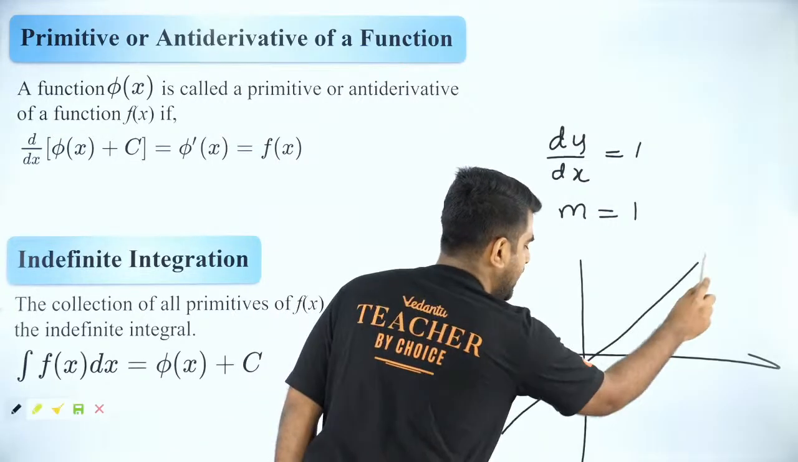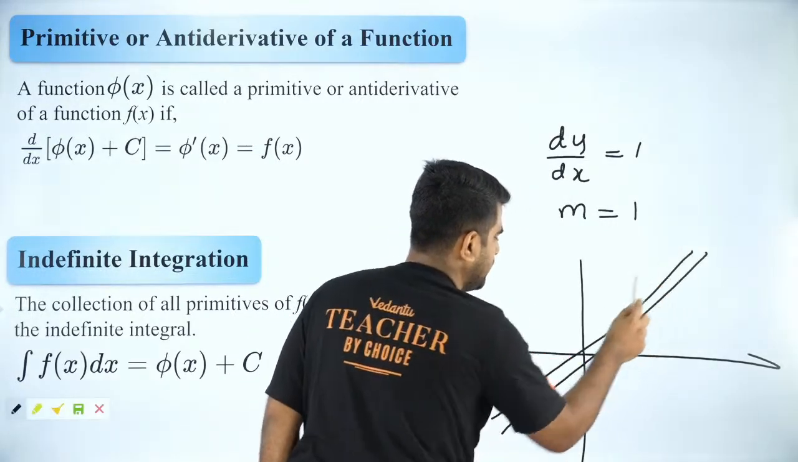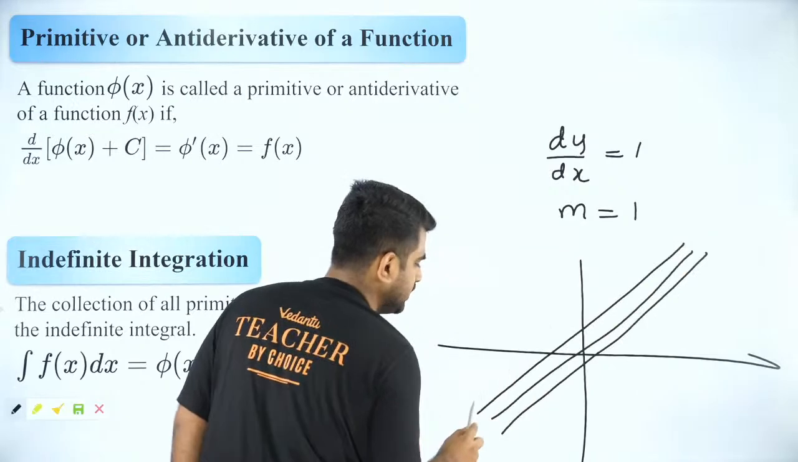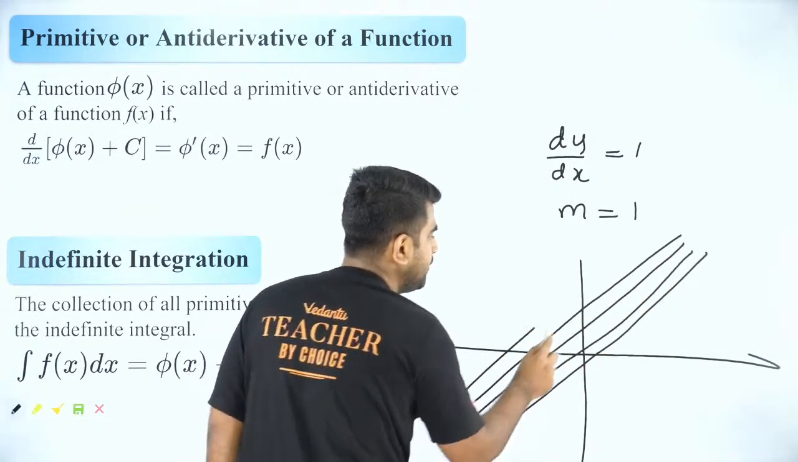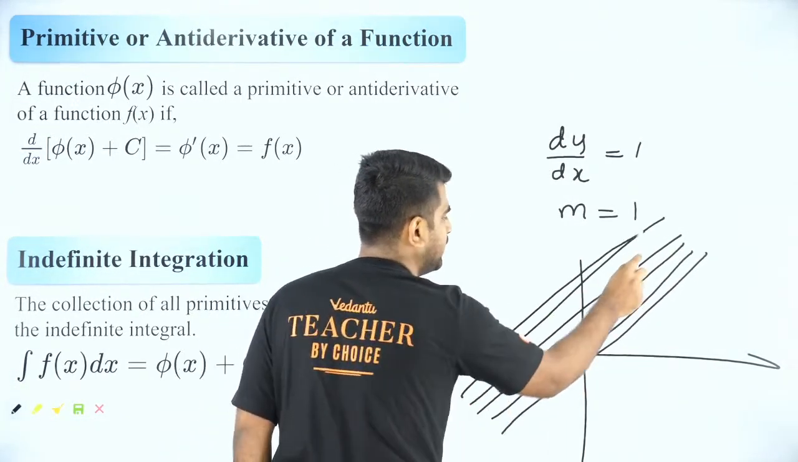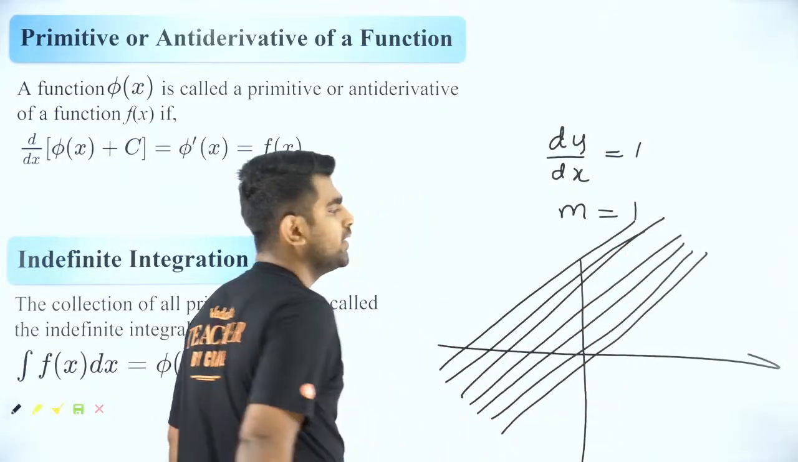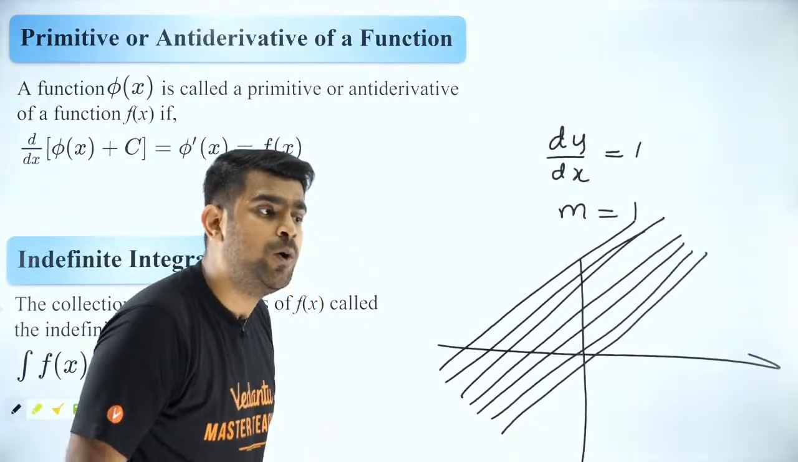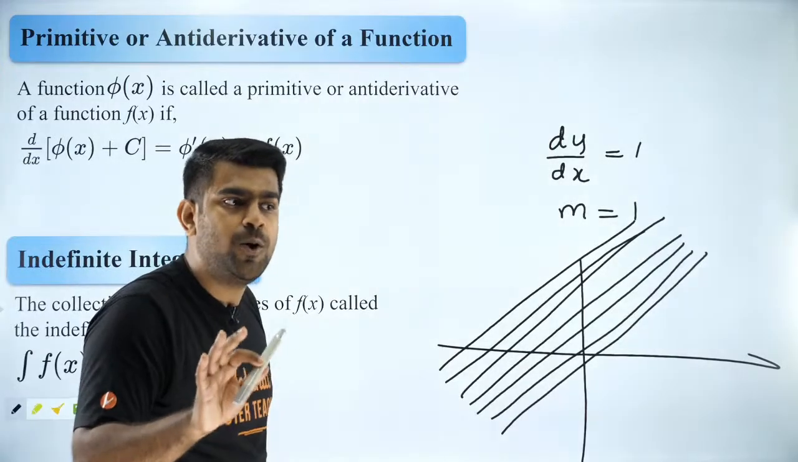This is slope equal to 1. This is slope equal to 1. I can find many parallel lines which have slope equal to 1. Are you guys able to follow that?